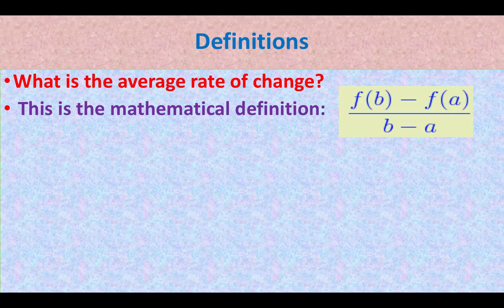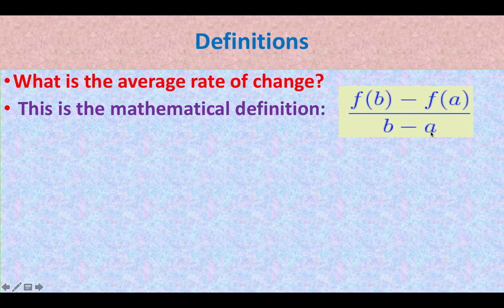So definitions. What is the average rate of change? Right here, this is the mathematical definition. This is what you would find in the textbook as a definition for the average rate of change. f(b) minus f(a) all over b minus a.